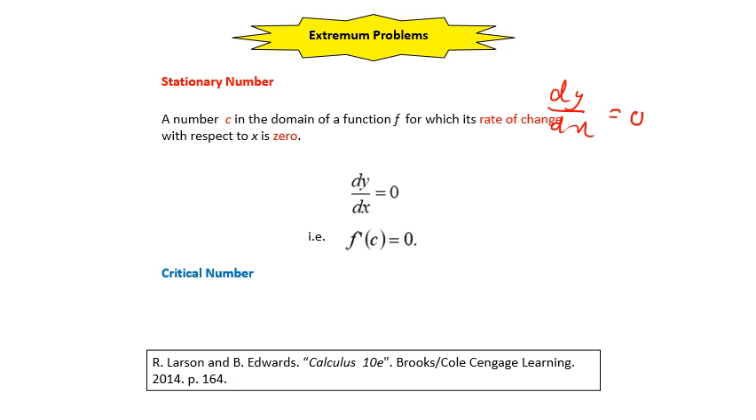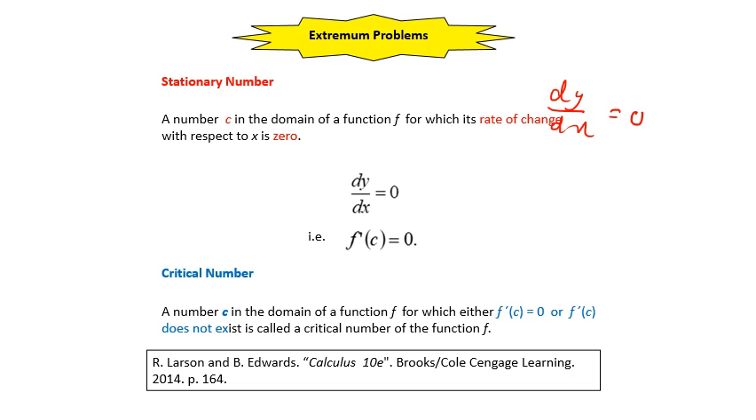And also the extremum we consider is a critical number. Critical number also can be when f prime equals 0. And also there are cases where f prime does not exist. Also we call it a critical number. So that's the difference in meaning between stationary and critical number. But basically we consider all cases as critical number, the same as stationary.